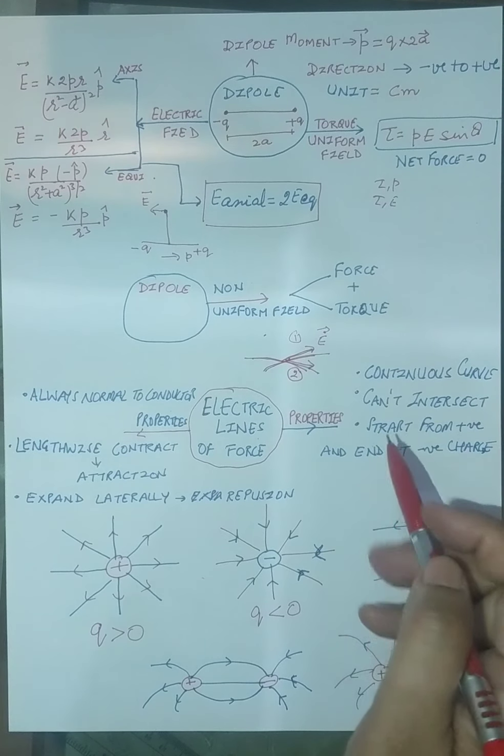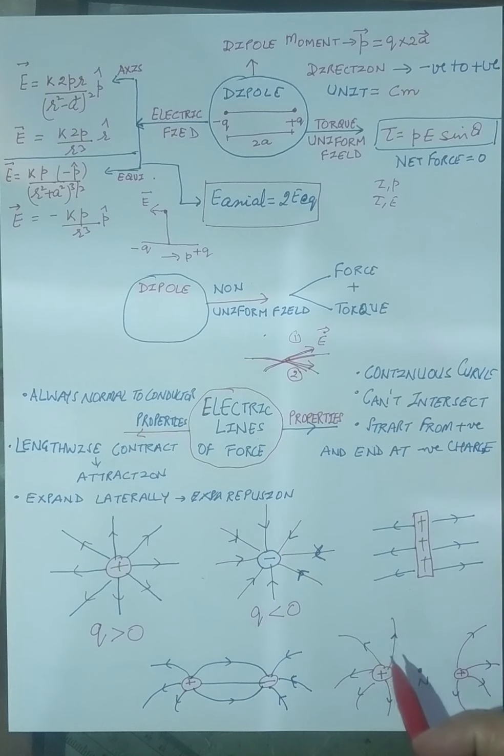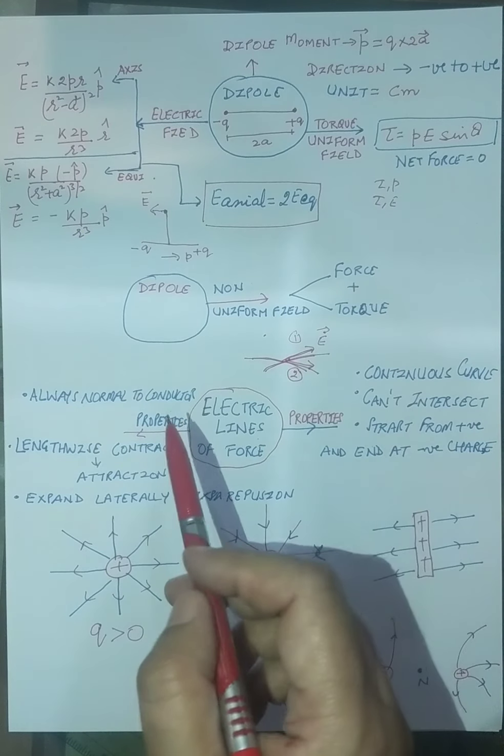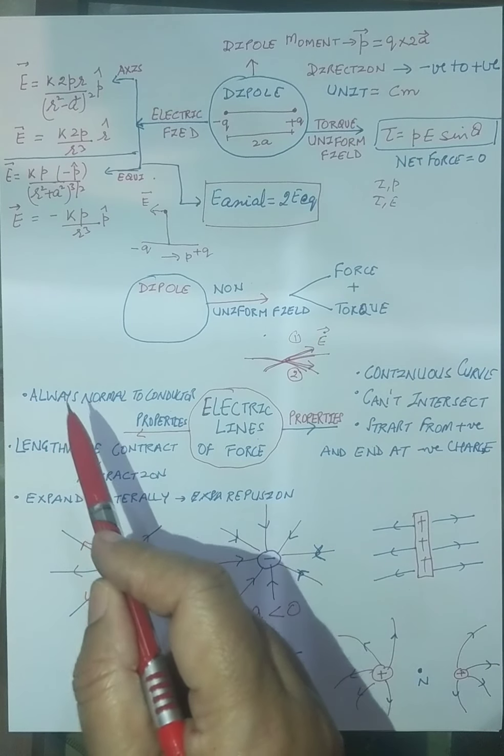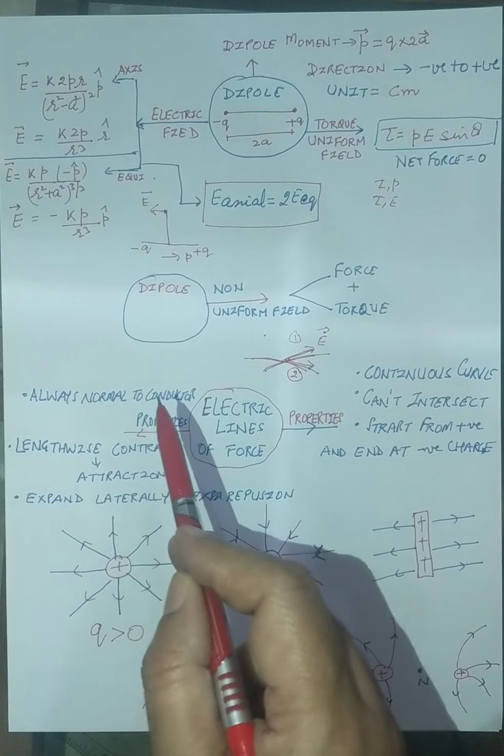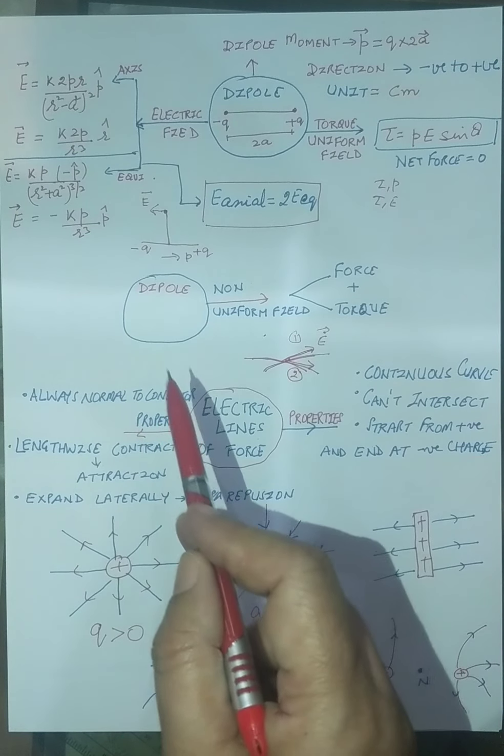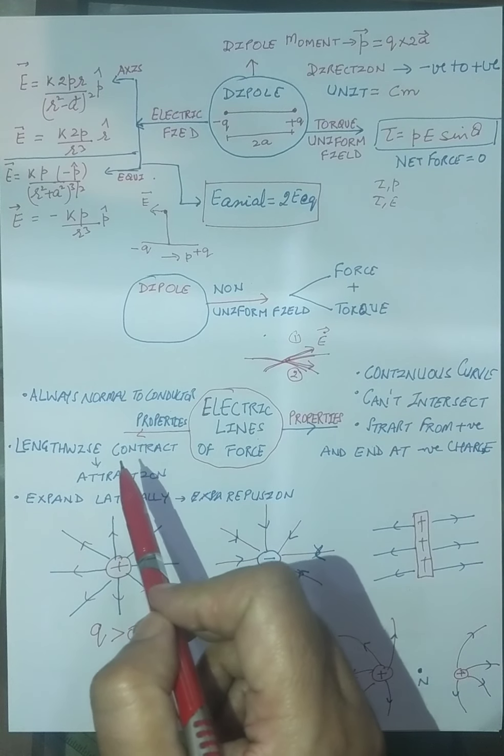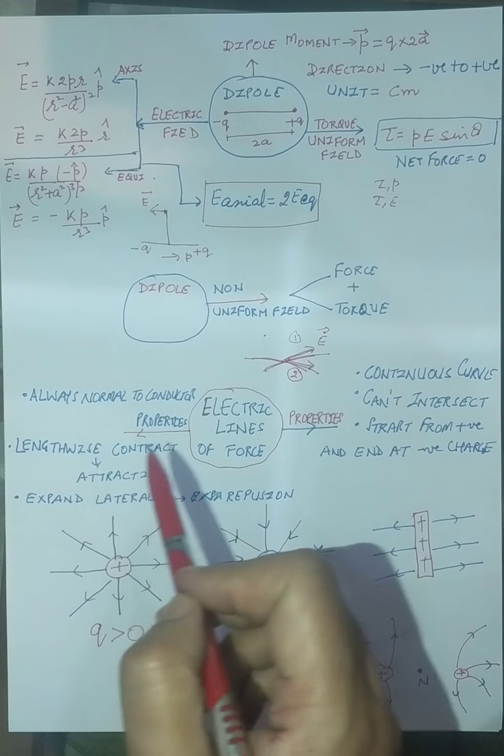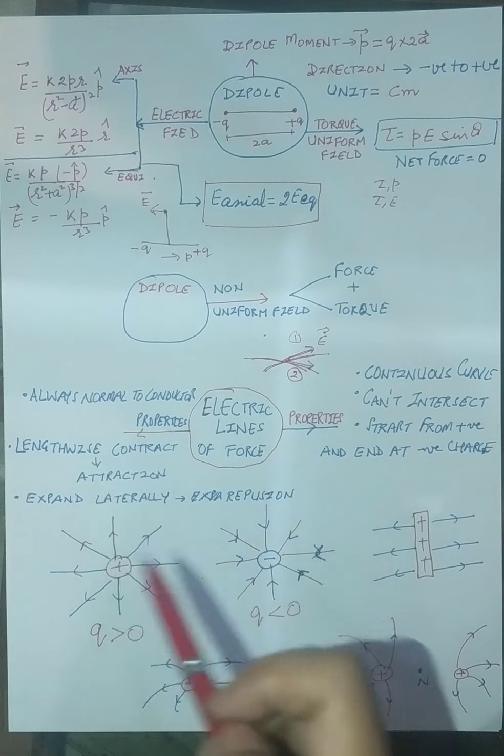And the third property is that they start from the positive charge, as I have shown here. They start from positive charge and they end at the negative charge, right? This is the third property. And the fourth property is that they always terminate normal to the conductor, or you can say they are always normal to the surface of the conductor. And then the next is they contract lengthwise. What does it mean?